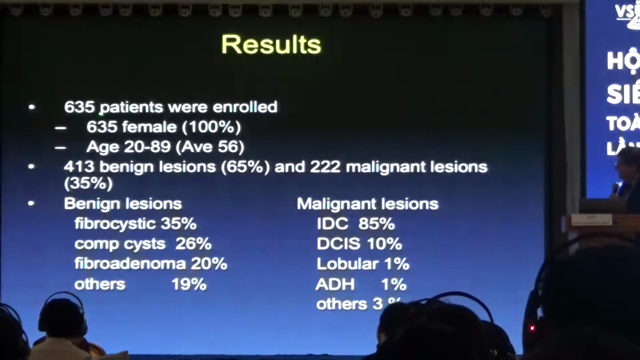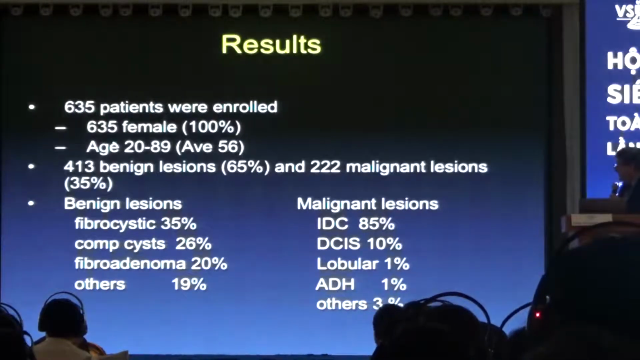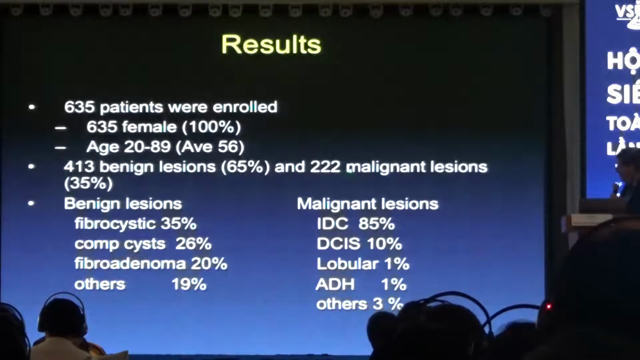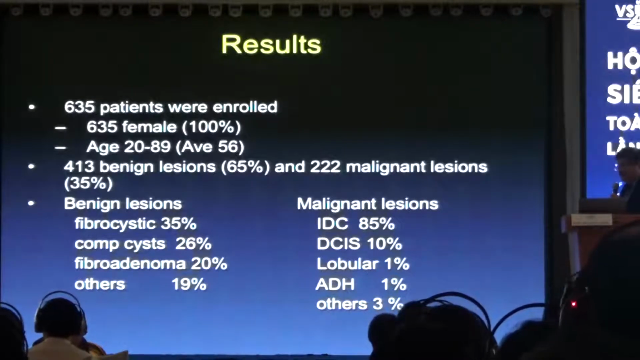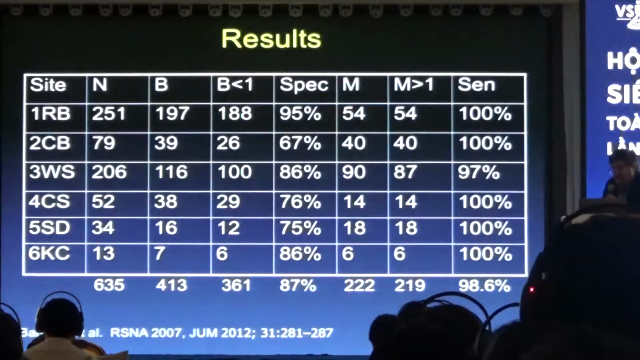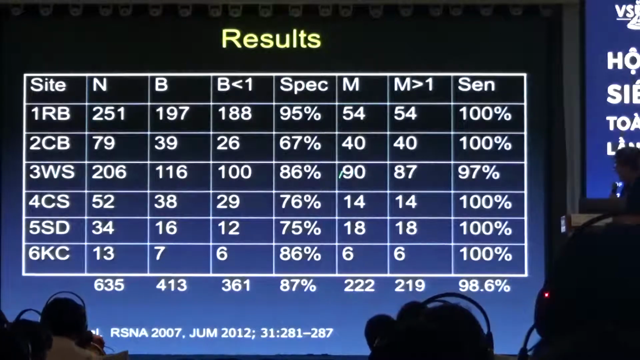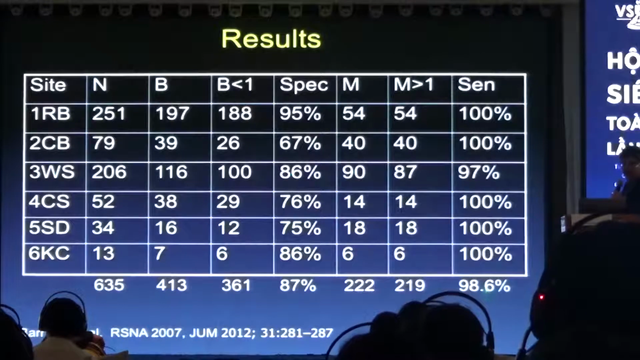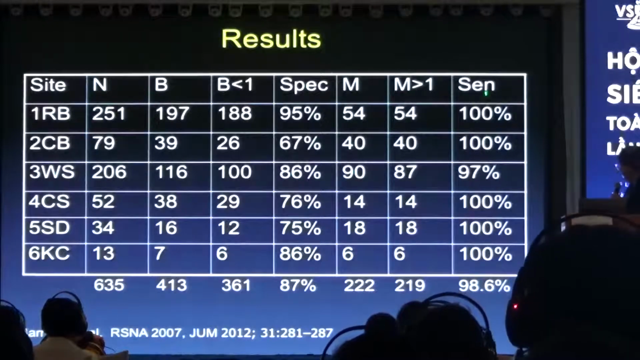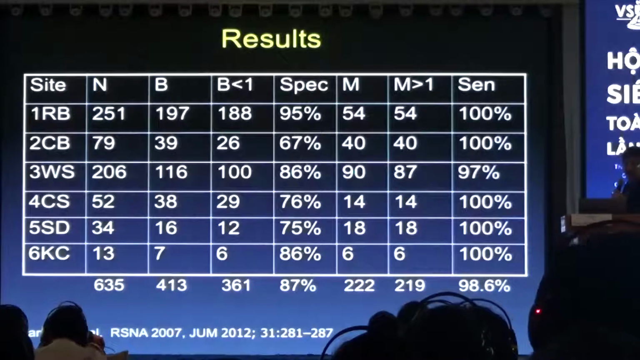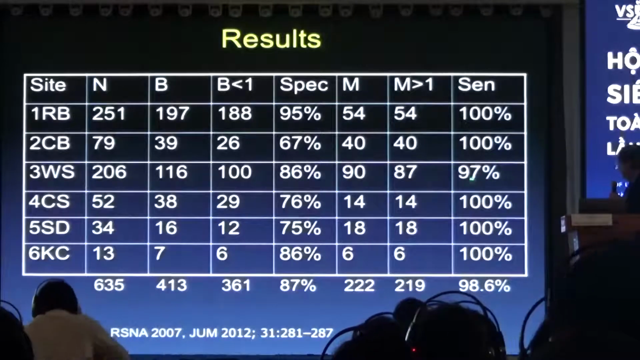And we enrolled 635 patients doing the same kind of study. About 2/3 were benign and about 1/3 were malignant, and we had a wide range of pathologies. And presenting the information the same way, you can see that of the 635 lesions, 413 were benign and 222 malignant. If we look at the ratio greater than 1, 219 out of 222, 99% sensitivity. And if you look at the 6 sites, 5 of them had 100%, and 1 site had 97%.